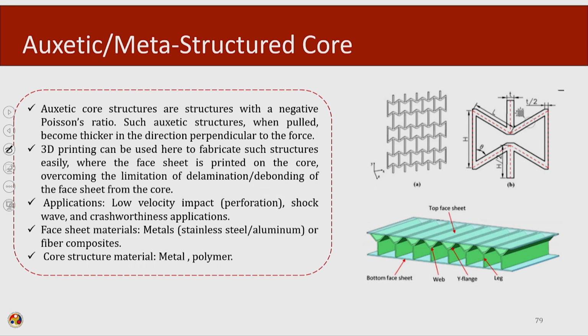So, auxetic materials, we have dealt with the auxetic materials also. The auxetic materials have a negative Poisson's ratio. This is the key factor of the auxetic materials. They have a negative Poisson's ratio and they are finding large application in blast and impact resistance. And they can be easily 3D printed, and they have application across different fields.